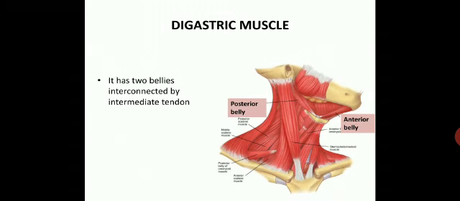The digastric muscle has 2 bellies. That's why the name digastric. The bellies are the anterior belly and the posterior belly. These 2 bellies are interconnected by an intermediate tendon.